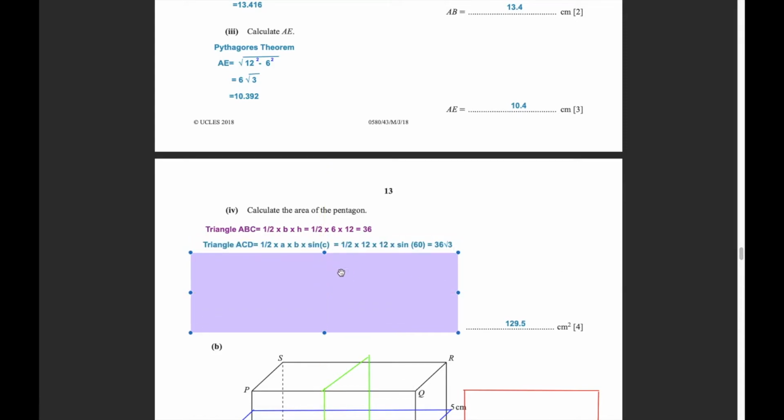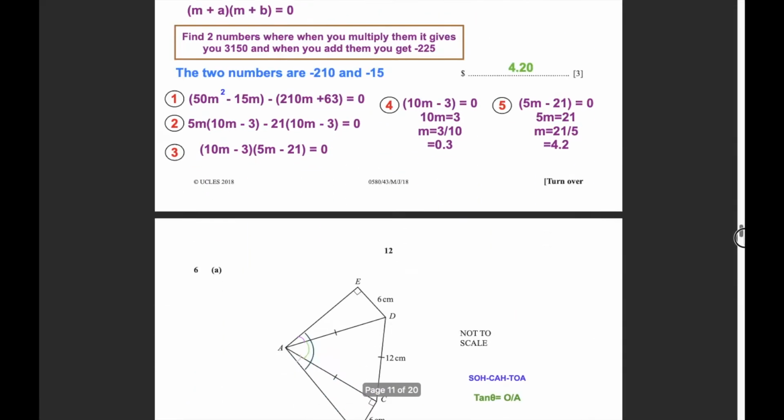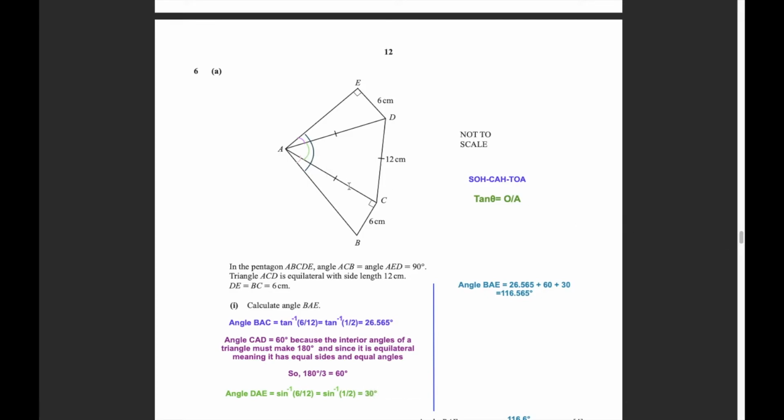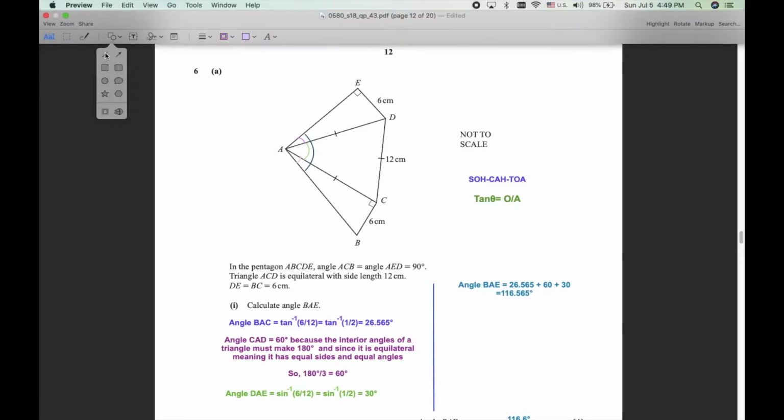We want to find triangle ACD. Now, for triangle ACD, there is a formula you can follow, which is half times the two sides times the sine of the angle, right? Or you can actually just place a line right here. So I'm going to do that right now.